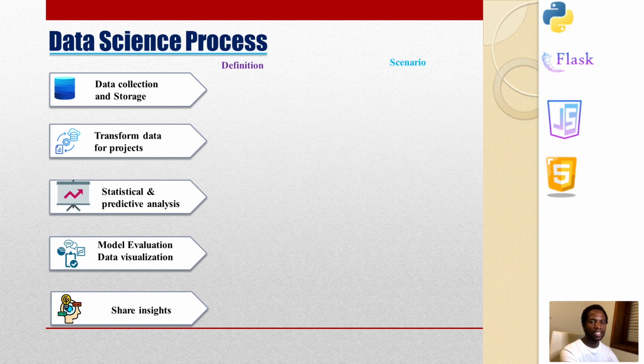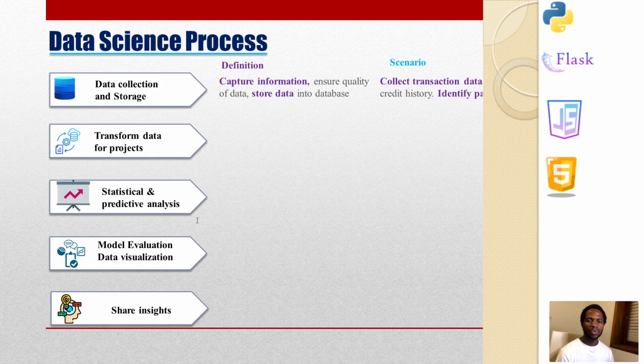The first step of the data science process is data collection and storage. This step involves capturing information, ensuring its quality, and storing it in accessible locations such as a database. Suppose we want to predict and identify a fraudulent transaction. Before anything else, we need to collect data on past transactions. We gather usernames, credit history, and other various data. But most importantly, we must also identify which of these past transactions were fraudulent. This helps us learn to recognize patterns. After all, if we can't find which transactions were fraudulent in the past, how can we expect to make accurate predictions in the future?